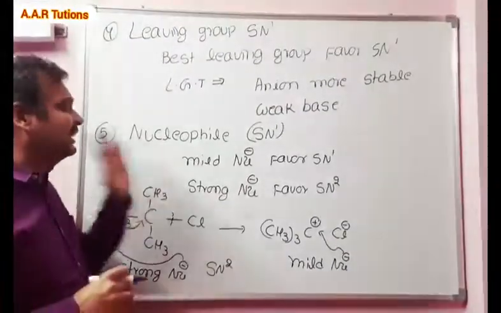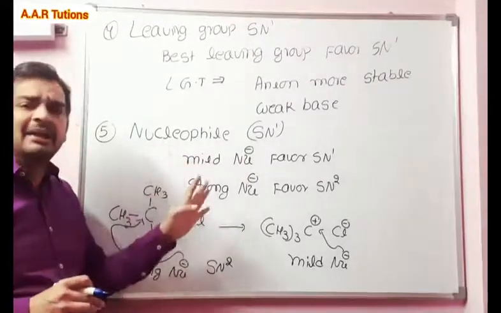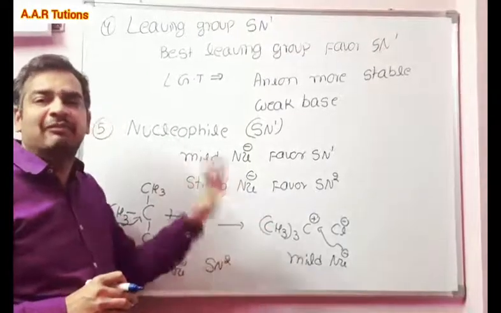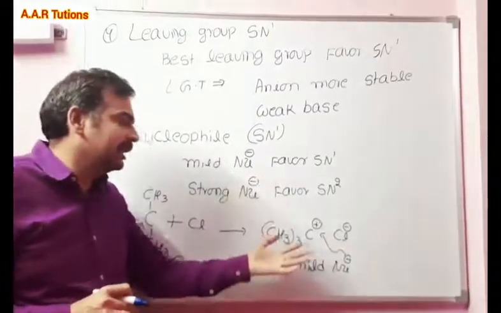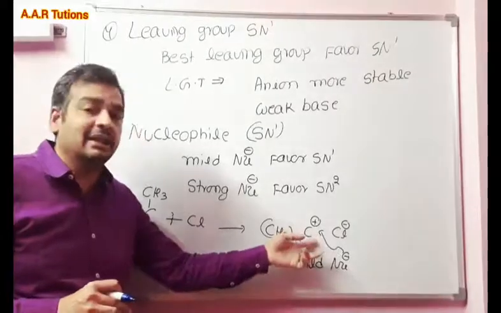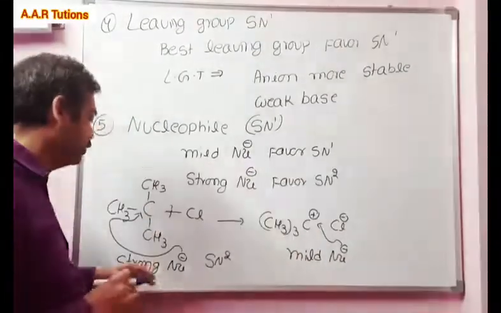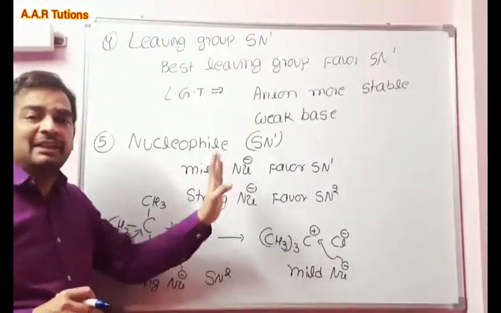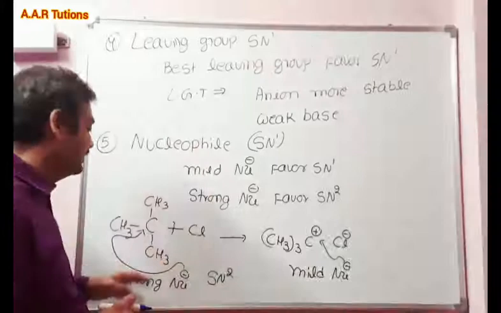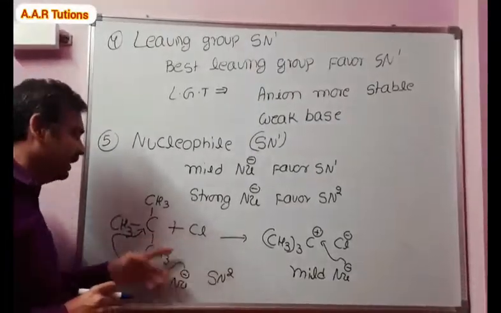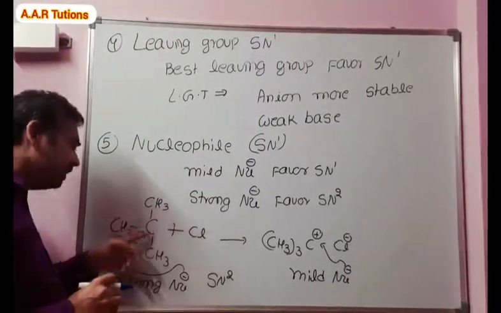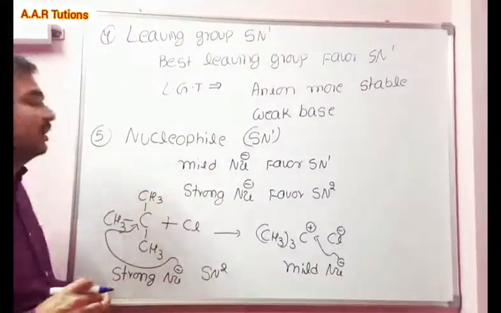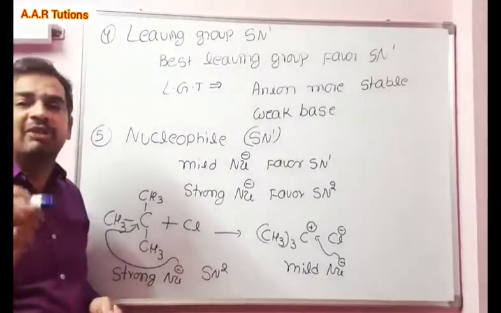So that's why for SN1 reaction, the nucleophile should be mild. Then only the carbocation will be formed. If the carbocation is formed, then only this is SN1 reaction. After formation of the carbocation, this mild nucleophile will attack on it. If you take a strong nucleophile, it won't allow the carbocation to form. Once no carbocation is formed, that is not SN1 reaction. Instead, it will directly attack on this carbon, and after that the chlorine will go outside. So that is SN2 reaction. So always for SN1 reaction, a mild nucleophile is better.